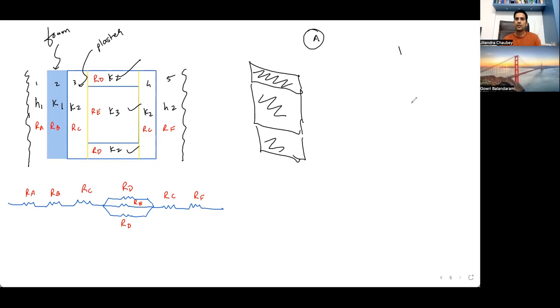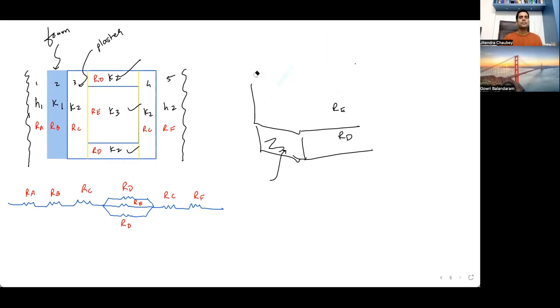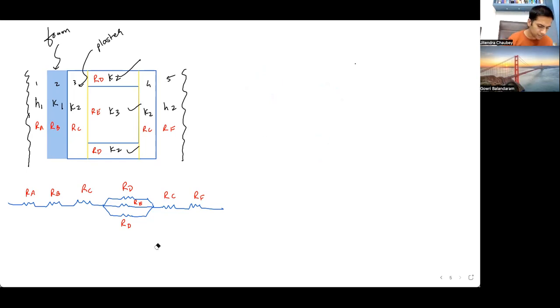In three-dimensional representation, it will look like this. And here I will name them as RD, RE, and RD. Areas would be different, but the area of the bottom part and the top part would be the same by geometry, by symmetry. Now do you have any doubt? No. Now maybe you will be able to solve this question.